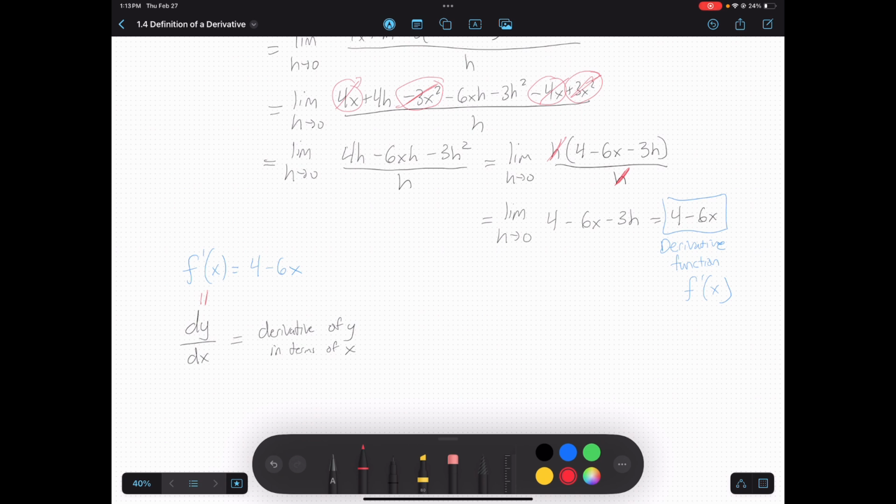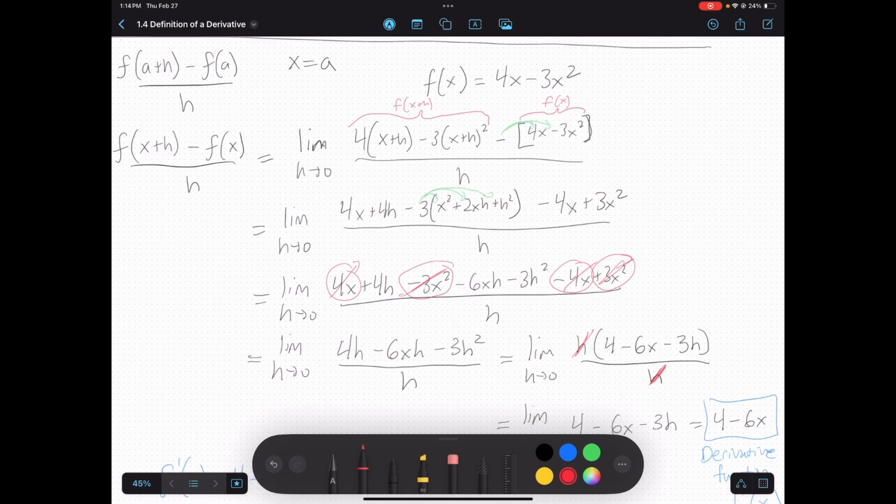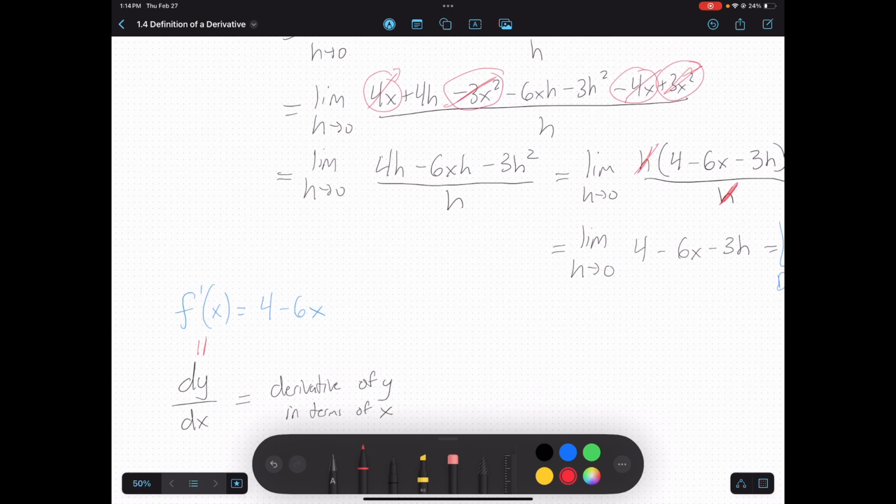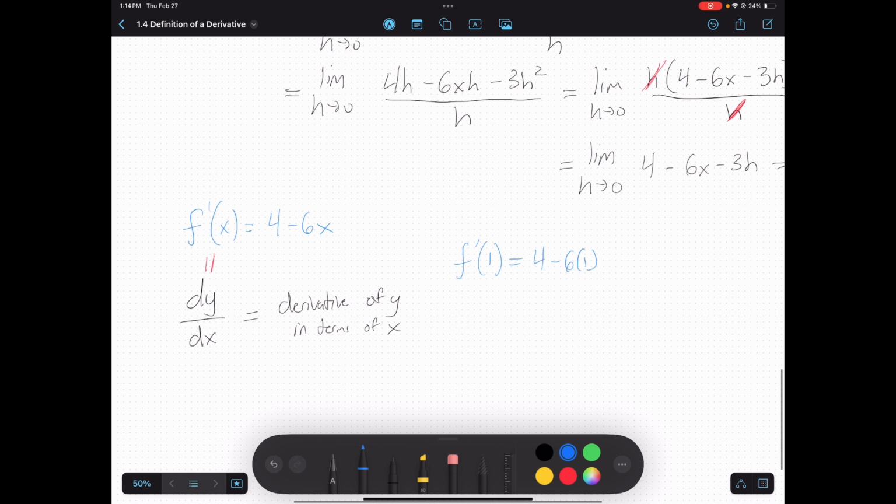What does a derivative function do for us? Well, now I can pick any x value I want. And instead of going through this whole limit definition process, I can just plug the x value into the derivative function in order to find the derivative at that point. So for example, I could plug in positive 1. And what does that tell me? That tells me that at positive 1, the slope of my function is negative 2. So my function is decreasing at approximately this rate, down 2 over 1. That's what's happening at that x value of 1. I didn't have to go through the limit definition again. I used the derivative function to figure out what the derivative was at this new x value.